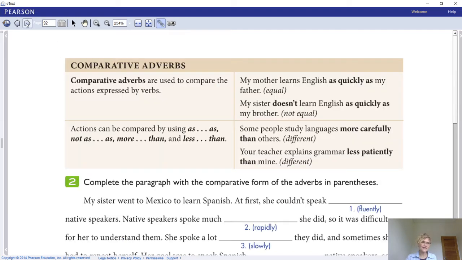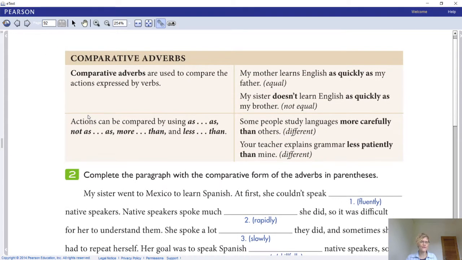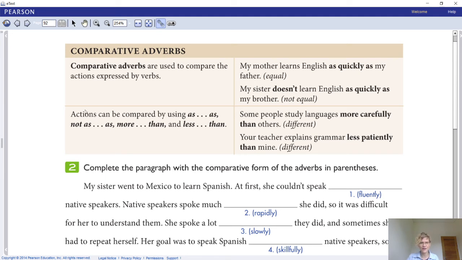Oh, we got as patiently as, as slowly as, more quickly than. Okay, that brings us to the grammar of today, which these bold-faced phrases are called comparative adverbs. When we do something which is comparative, it means we're comparing two things. And an adverb modifies a verb. So comparative adverbs are used to compare the actions expressed by verbs, okay? Mother learns English as quickly as my father. My sister doesn't learn English as quickly as my brother. Equal, not equal. In this case, we use as. So we're comparing two things to be either equal or not.